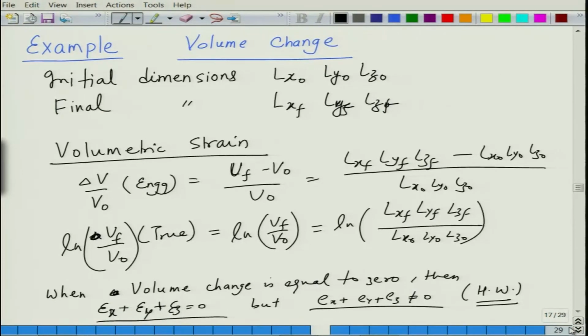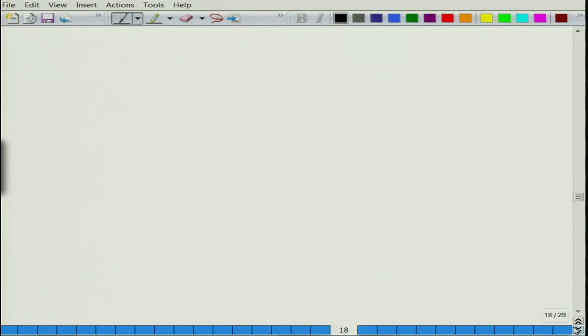the volume change riddle, that you have to do yourself: in plastic deformation the net volume change is equal to 0, which is represented by epsilon x plus epsilon y plus epsilon z equal to 0, but Ex plus Ey plus Ez is not equal to 0. So, now this is what the first part of this lecture is. Now, let us look at the concept of what we call small strains and shear strains.